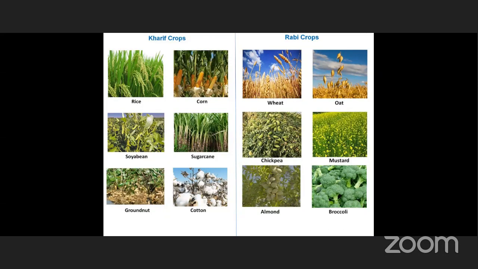And you can see the difference between Kharif and Rabi crops. Kharif crops need a lot of water, so they are grown in the rainy season. And Rabi crops need a little less water compared to Kharif, so they are grown in the winter season. Okay. See the examples here. Kharif examples are rice, corn, soybean, sugarcane, groundnut. And Rabi crops are wheat, oats, chickpeas, mustard, almond, and broccoli.